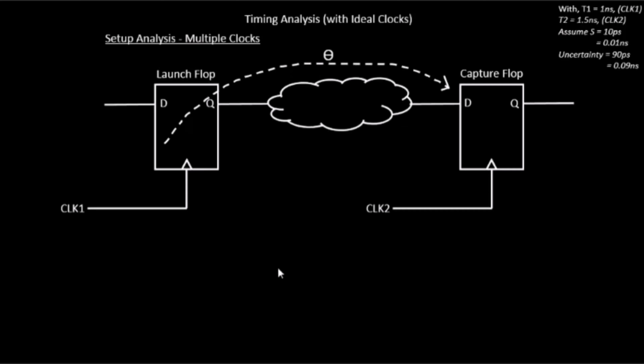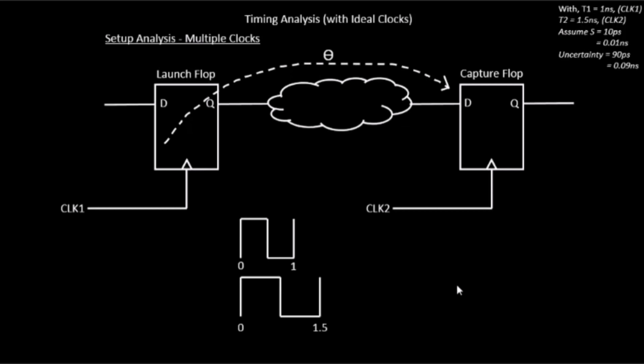So we have a scenario in our design where we have a launch flop clocked by clock 1, and a capture flop clocked by clock 2. This scenario does exist in a design, and these are related clocks, meaning there is a valid timing path between clock 1 and clock 2. The combinational delay remains the same, called theta. So let's draw clock 1 over here. The clock 1 period is 0 to 1 nanosecond, and the clock 2 period is 0 to 1.5 nanoseconds. Let's bring them on top of each other and try to analyze this part.